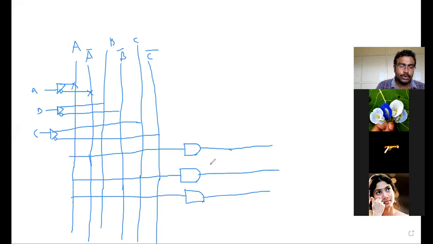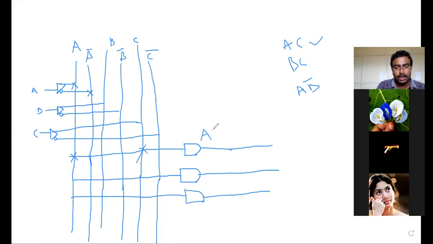Now look here, students. What are the three product terms we are having? AC, BC, and AB bar. So let us connect first of all AC, students. Give a line A here, a cross mark in the line A, and give a cross mark in the line C. Okay, so this will give you a product AC here.